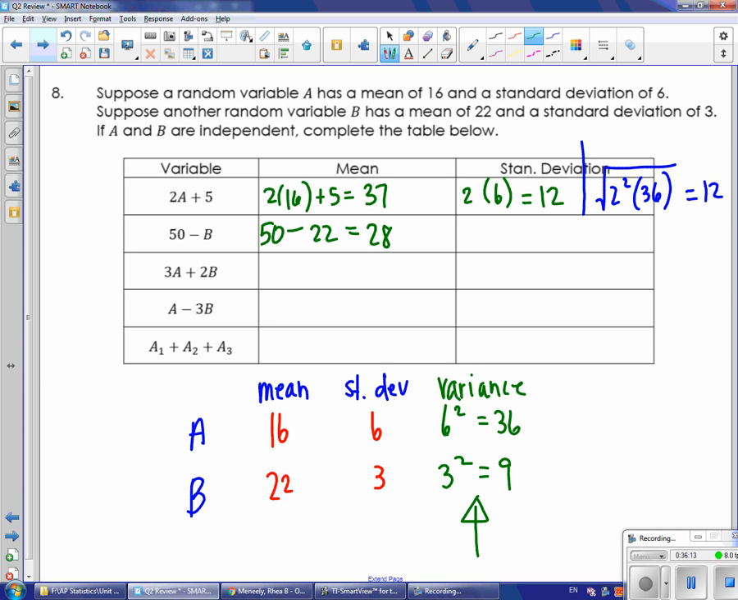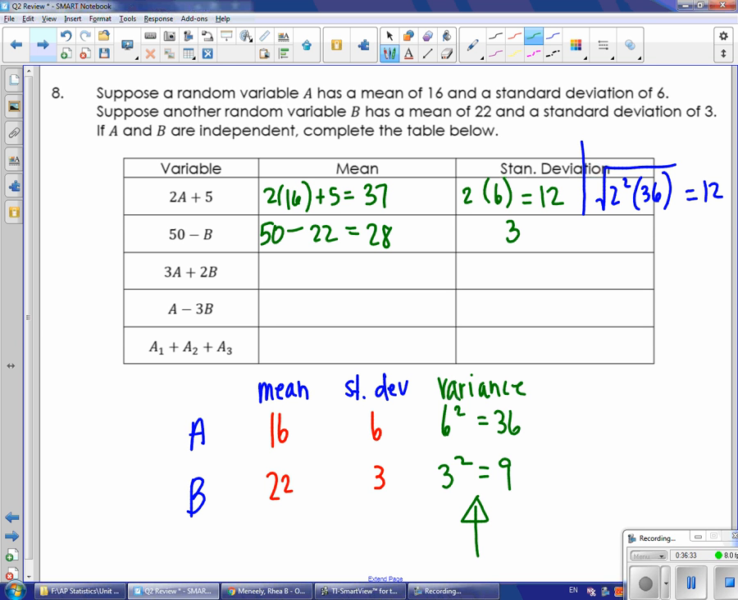When it comes to dealing with the standard deviation, though, the 50 is not going to change my standard deviation, and I'm never subtracting. So it doesn't matter that I'm subtracting my random variable from 50 or whether I subtract 50 from my random variable. My standard deviation doesn't change. It's going to remain 3.